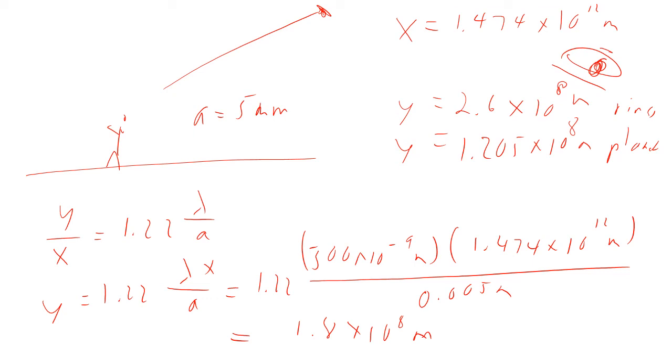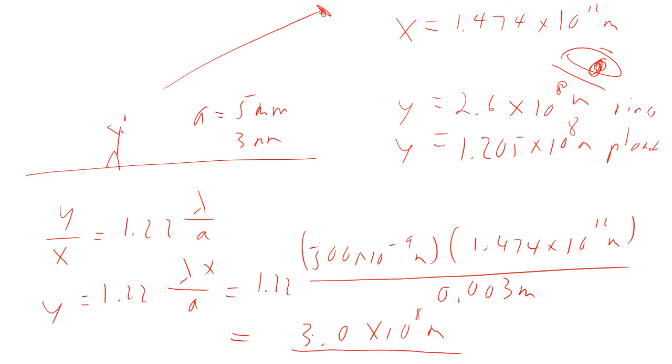So what if your eyes are not that well dark adapted? Then what happens? Well, if you assume that instead you have 3 millimeters, so we would change this down here to 0.003 meters, this entire thing changes. So you're still somewhat dark adapted, but not supremely dark adapted. Now this comes out to be 3 times 10 to the 8 meters. That's actually bigger than the rings themselves.